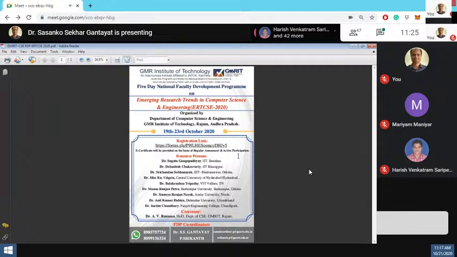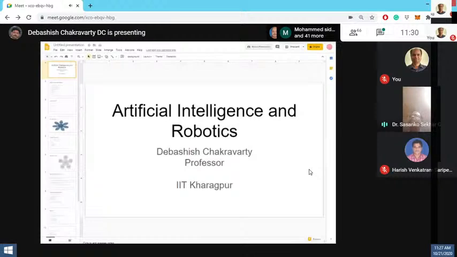But as per Wikipedia, there is another type of definition given. Artificial intelligence, or AI, is intelligence demonstrated by machines, unlike the natural intelligence displayed by humans and animals. It takes actions that maximize its chance of successfully achieving its goals. The term AI is often used to describe machines or computers that mimic cognitive functions humans associate with, such as learning.